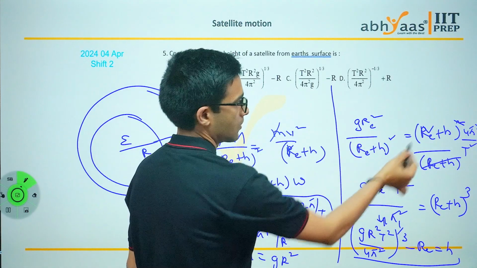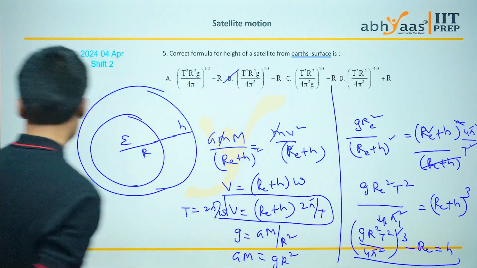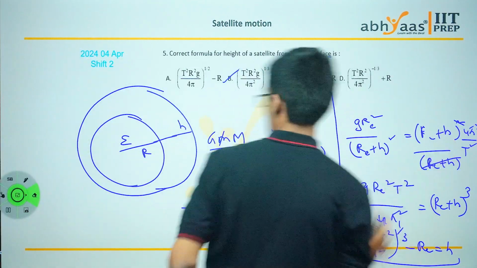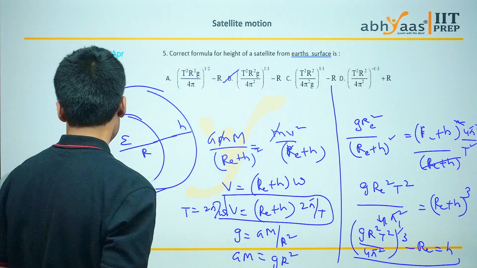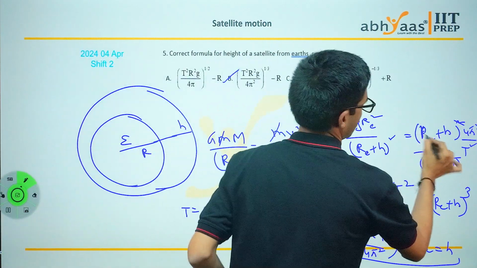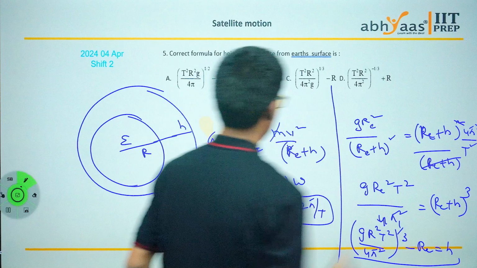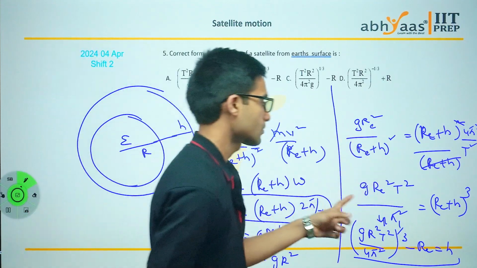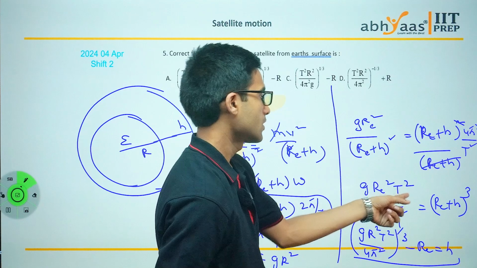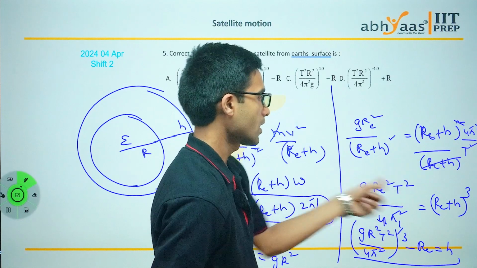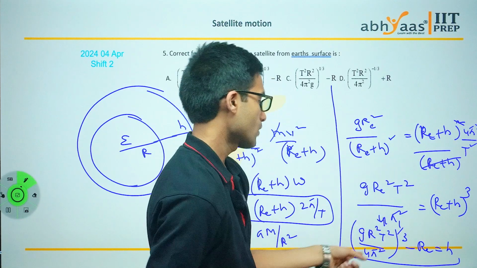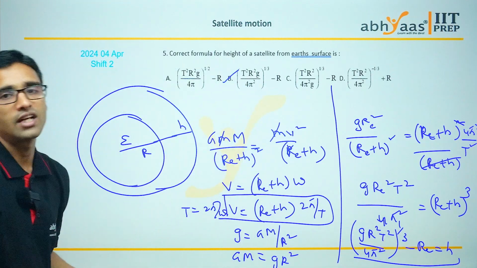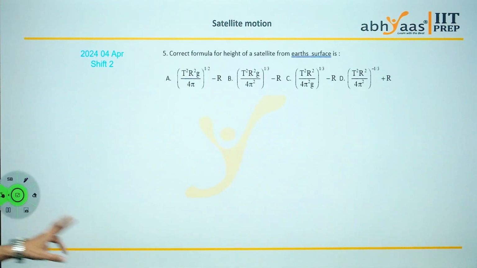g R_e square. This is R_e plus h, that is R_e plus h only. So then (R_e plus h) whole square divided by (R_e plus h), R_e plus h cancelled. 4 pi square by T square. Then g R_e square T square by 4 pi square, you will get (R_e plus h) whole cube. Then power 1 by 3 minus R_e, directly you get. So hardly how many lines? 6 lines. So it is a medium type of question only.